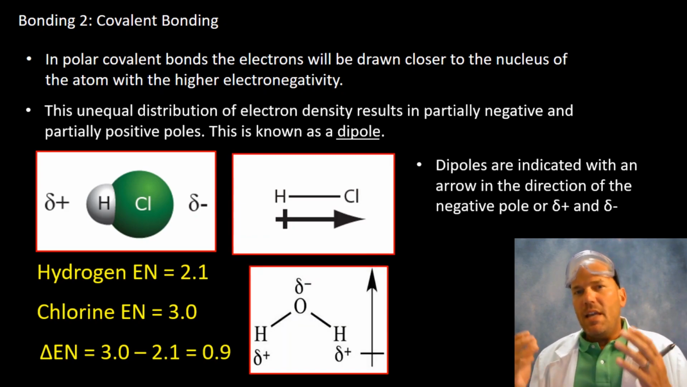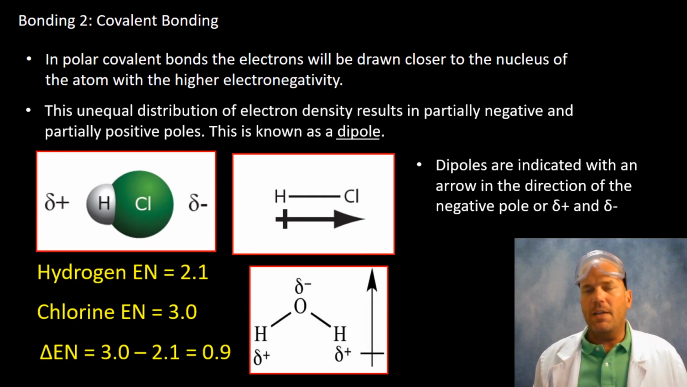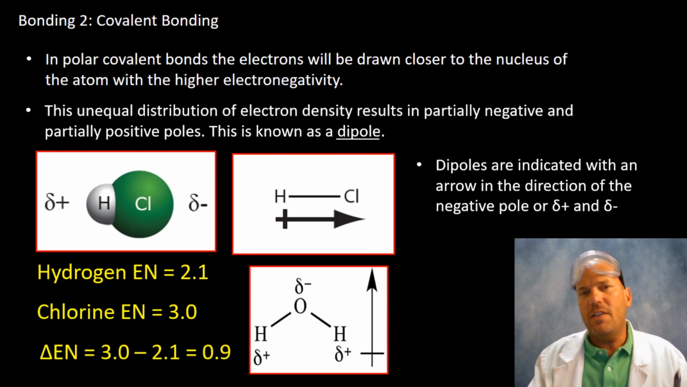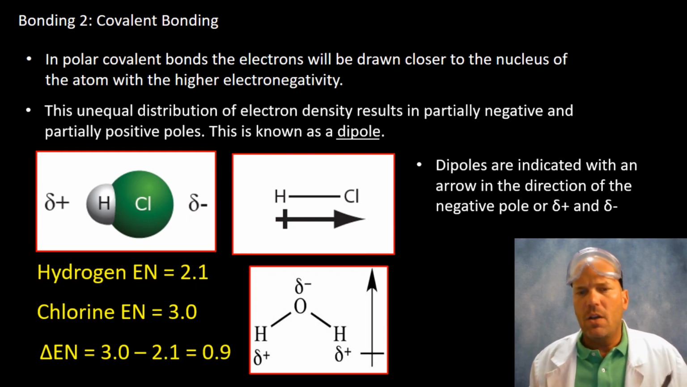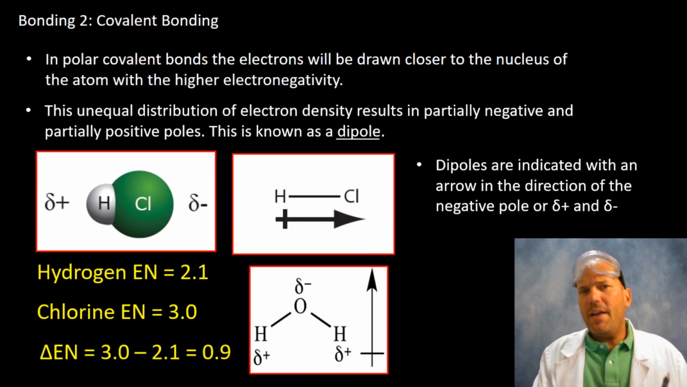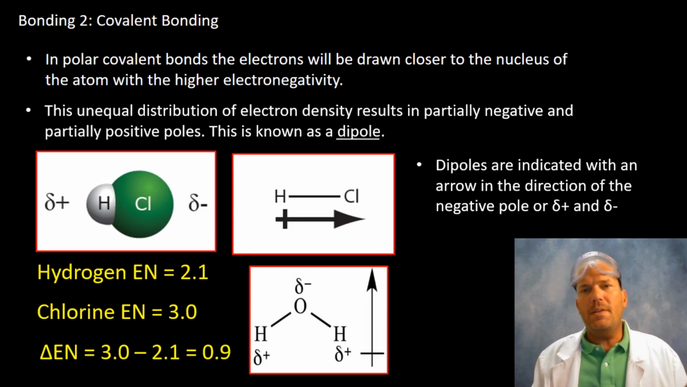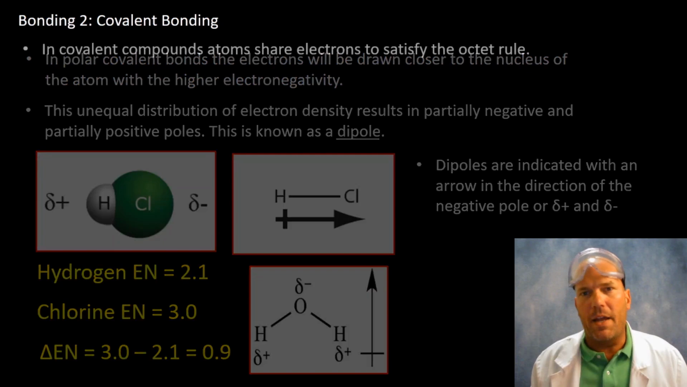Now this can be indicated a couple different ways, but usually the lowercase delta is used along with a plus or minus sign, and that denotes or indicates a partial negative or a partial positive charge. Also, an arrow drawn pointing in the direction of the negative pole also indicates a dipole or a dipole moment in a molecule like hydrogen chloride.